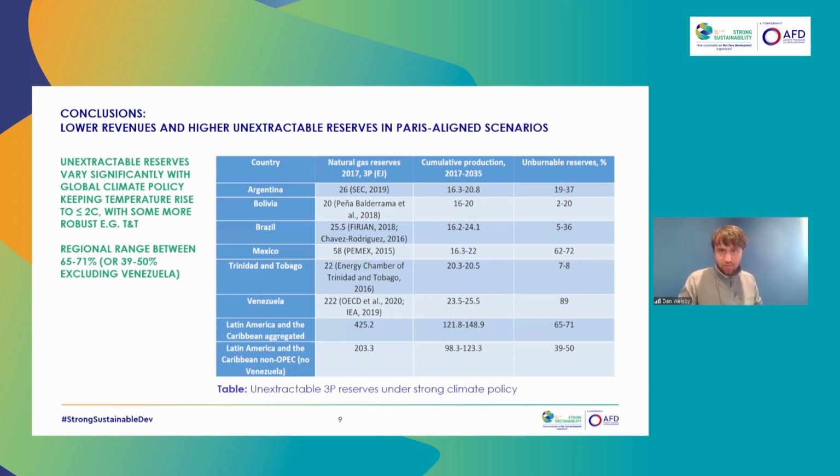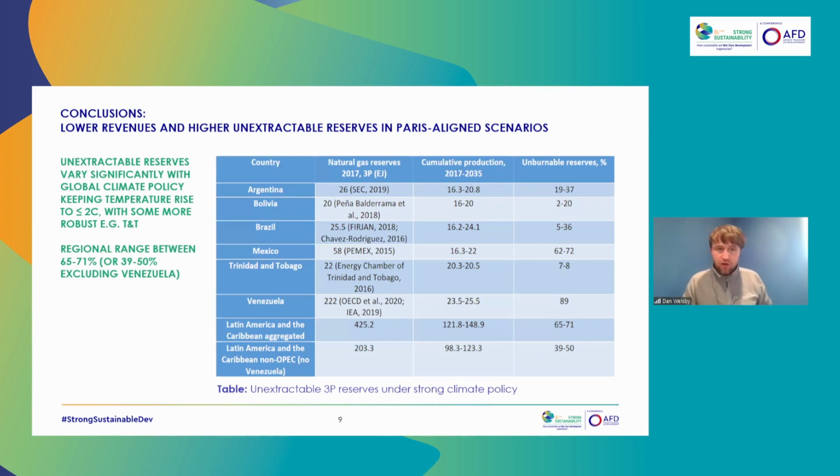3P essentially means, normally 1P is used for natural gas reserves. It's essentially the confidence that we put towards the estimate that we're making. So 3P would be the wider reserve base. What we essentially see is that excluding Venezuela, because Venezuela makes up the vast majority of the gas reserve base in Latin America and the Caribbean, between 35 to 50% of natural gas reserves would need to remain in the ground or stranded in a Paris-aligned scenario.